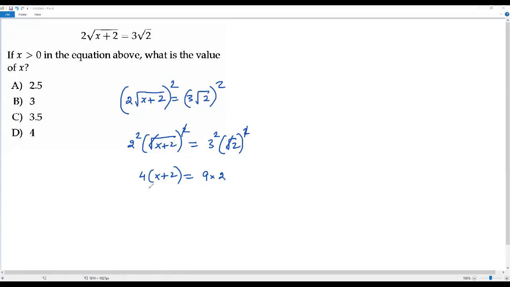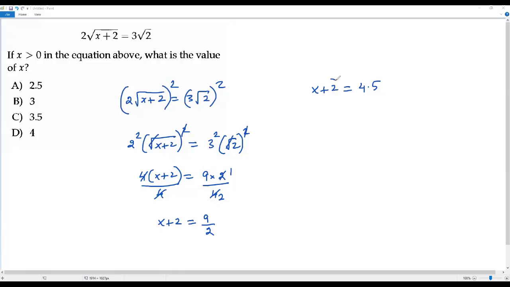Now we can divide both sides of the equation by 4, then this 4 will cancel out, and I'm getting x plus 2 on the left side. Here 2 goes into 2 1 times and 2 goes into 4 2 times. 9 times 1 is 9, and in the denominator we have 2. So x plus 2 equals, when I divide 9 by 2, 4.5.